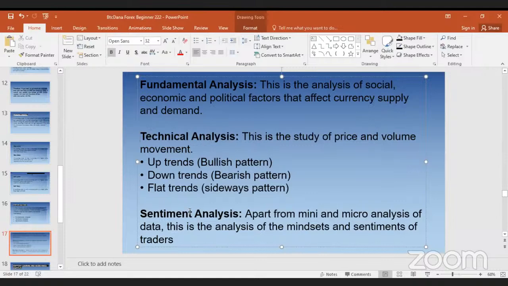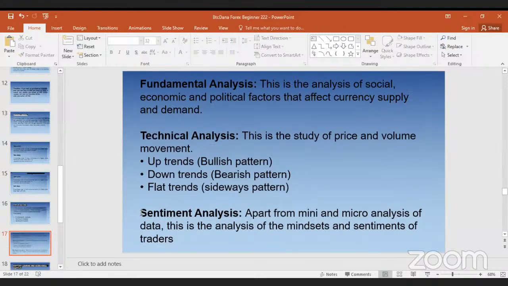Then the sentimental analysis is also important, but it's not as important as the technical analysis and the fundamental analysis, because you can easily place your order with just those two analyses alone. Some people just love being sentimental when it comes to analysis. I don't love being sentimental. When I have my technical analysis and my fundamental analysis right, I place my trade. It doesn't matter what I think.